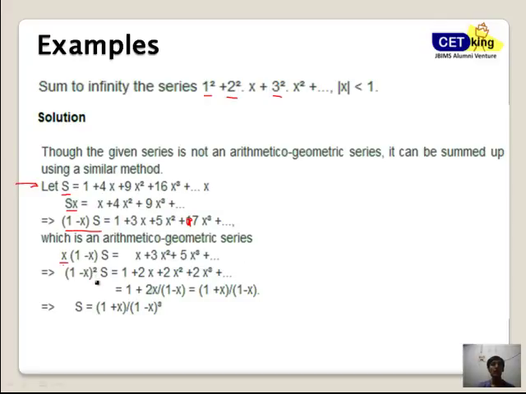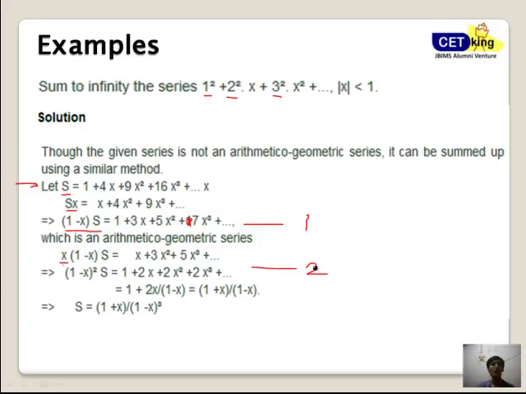And then we subtract the series from equation 1. This is the series 1 and this is the series 2.